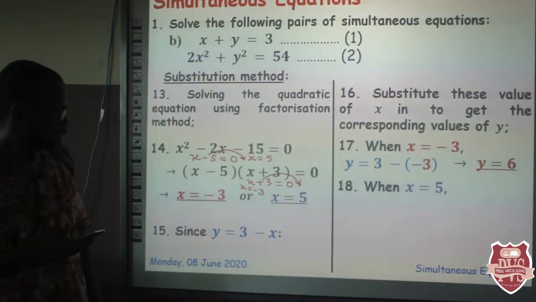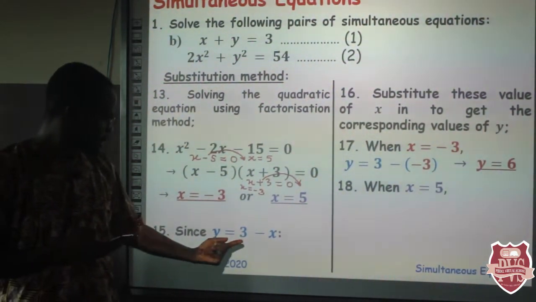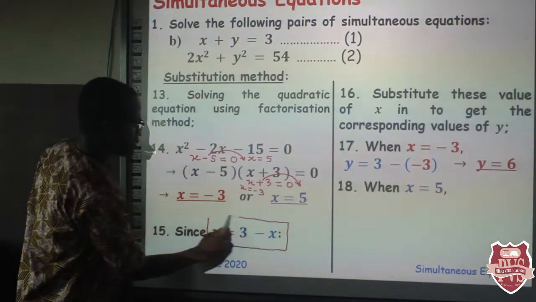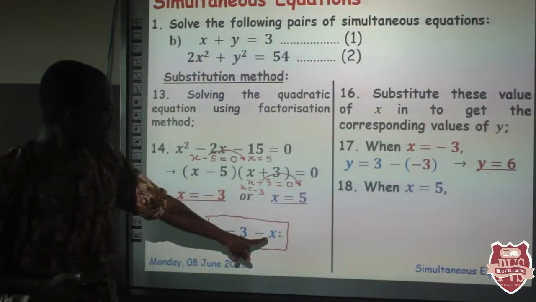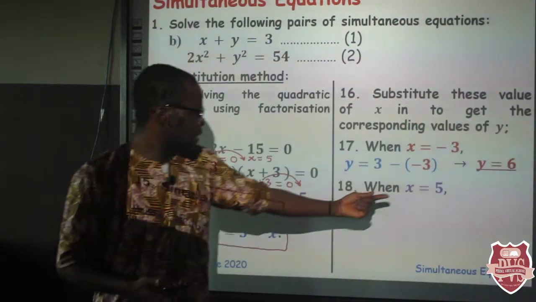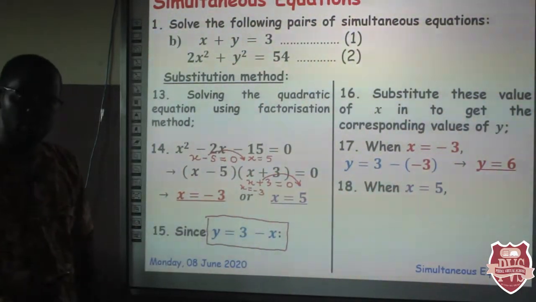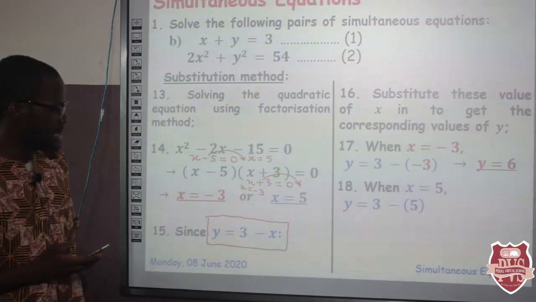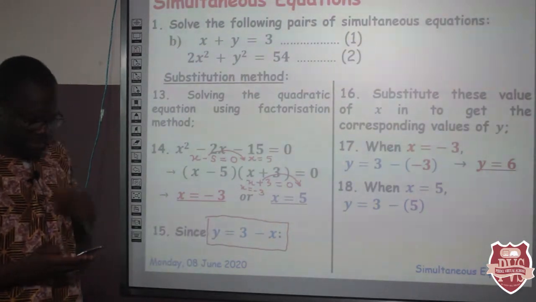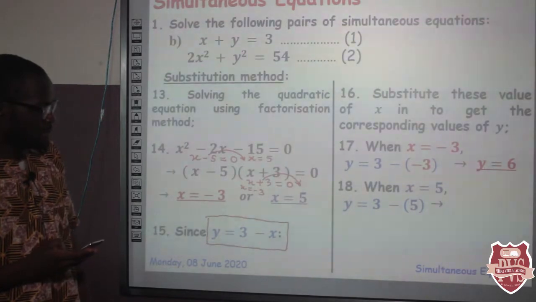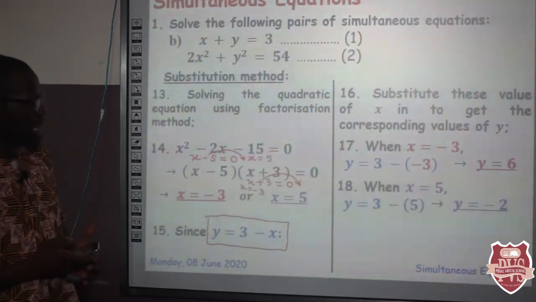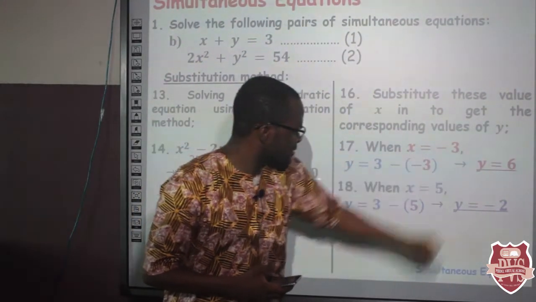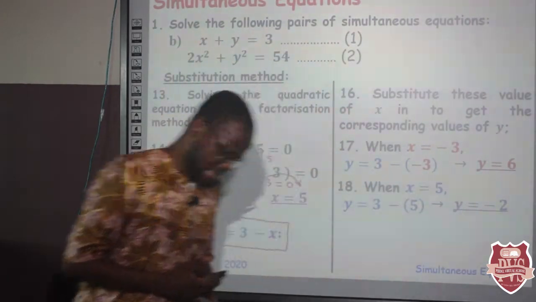When x is 5, we replace x in this expression. Okay, let me put this in a box. We replace x in this expression with its value now, which is 5, to get the corresponding value of y. Okay, so when you do that, y will be equal to 3 minus 5. And 3 minus 5, of course, gives you minus 2. So these are the values we have. When x is minus 3, y is 6. When x is 5, y is minus 2.